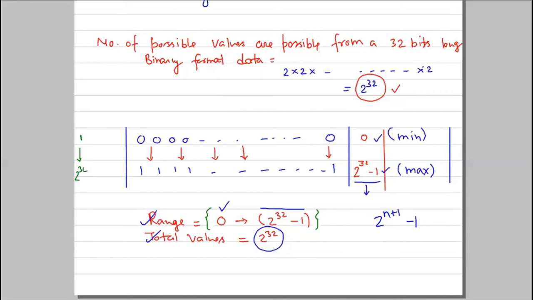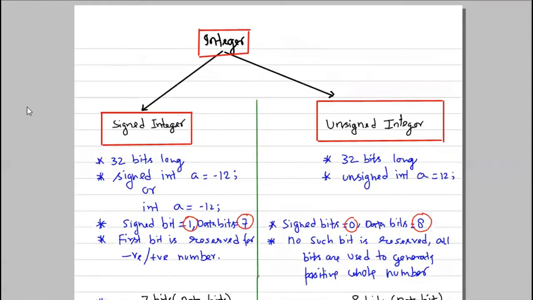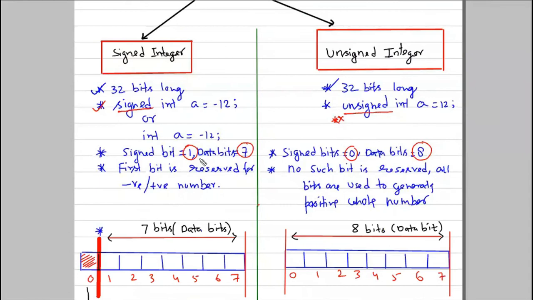Let's discuss the differences between the signed integer and the unsigned integer. This is the crucial point. So integer is divided into two parts. Both are 32 bits long. In case of signed, we have to choose either signed, it is optional, but in case of unsigned, it is necessary to use this keyword. In case of signed integer, the first bit is reserved as a sign bit, and the rest of the bits are data bits, 7 data bits. But in case of unsigned, all the bits are data bits. There is no such sign bit.